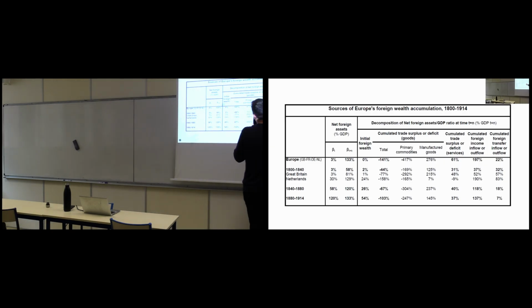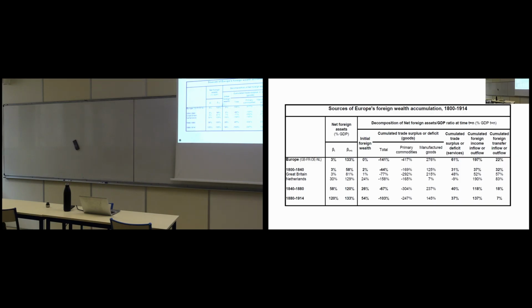They accumulate a deficit of trade in goods of 141% of their GDP, which comes mostly from primary commodities, 417% of the GDP. They have a positive result in manufactured goods of 276% of the GDP. This plus the trade surplus in services is 61% of their GDP. Foreign income, which is mostly capital income, is almost 200%, and transfers are only 22% of their GDP.